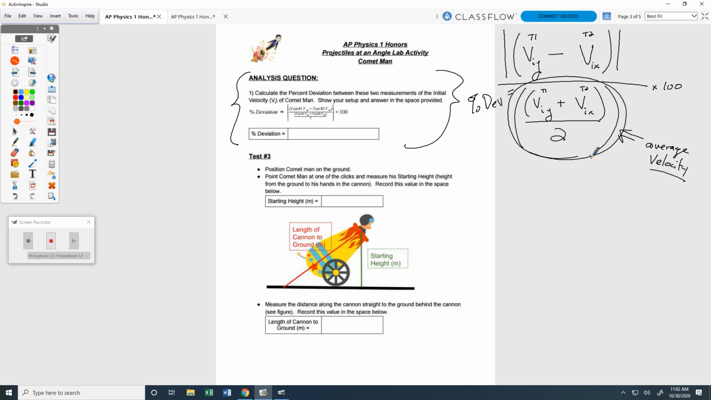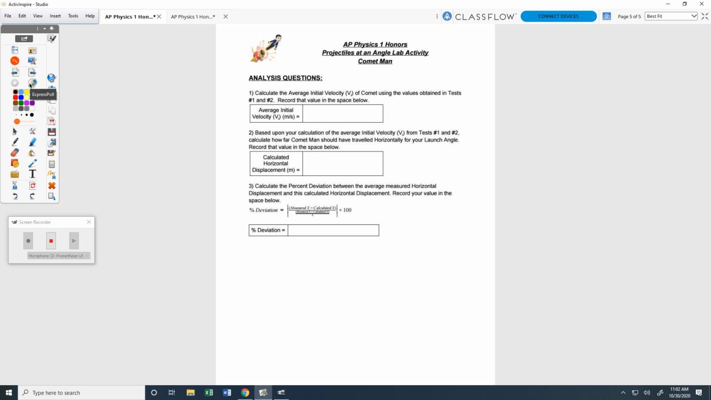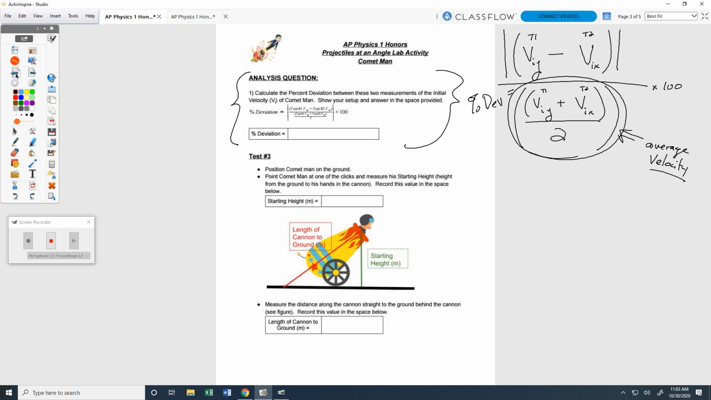So a little bit later in test number 3, at the very end, it's going to mention right here that they want the average initial velocity. So you're going to take the Vix from test 2 and the Viy from test 1, and find the average, and that's going to go in here. So if you calculate it and put it in here, you can have it later. So that would be your Vi later. So that's pretty much all test 1, 2.